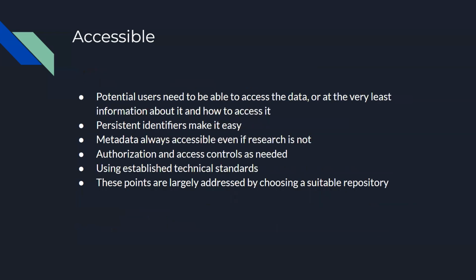Now, the second of the principles is that your data needs to be accessible, which basically means that for users to be able to use your data, they need to be able to either access the data itself or be able to access enough information about the data to determine whether or not it's relevant for them.